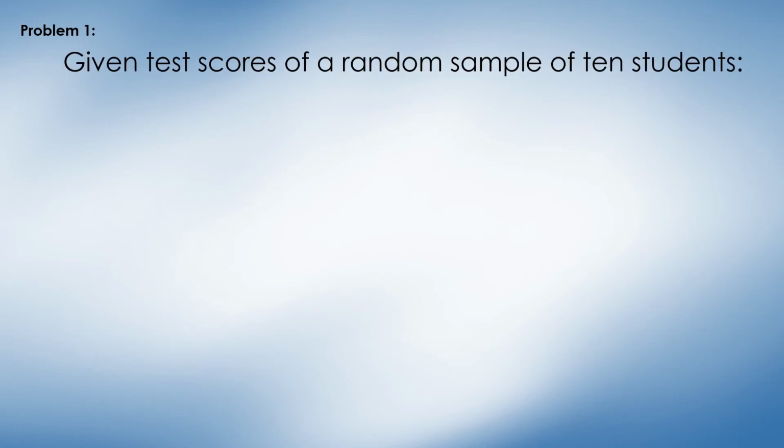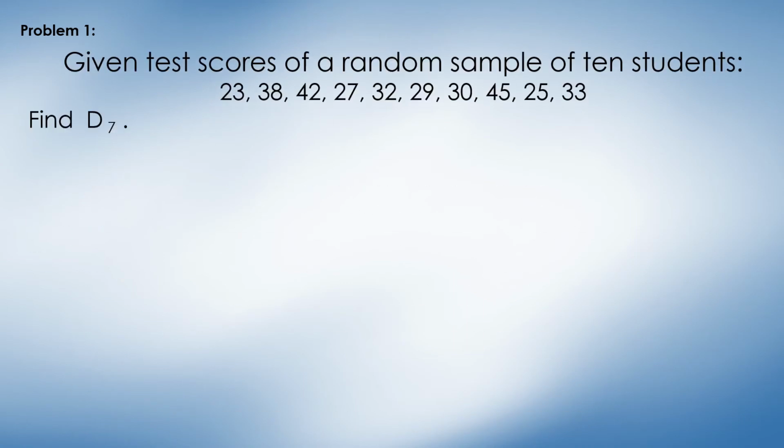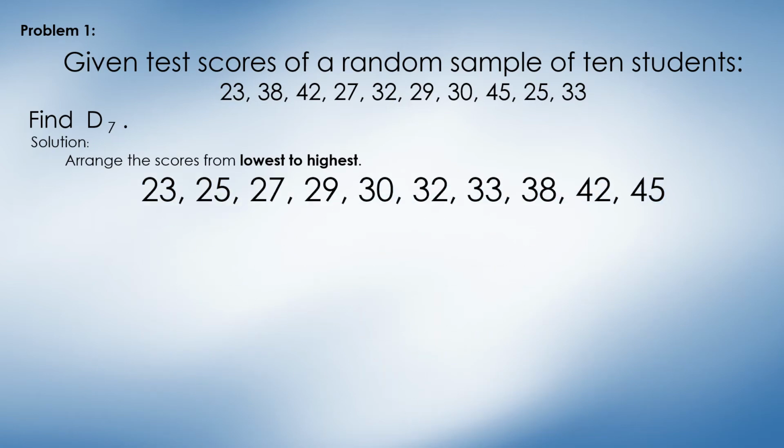Okay, so I hope that you learned from our example number 1. So, same problem, and this time we need to find the 7th decile. So again, the first step is, of course, to arrange scores from lowest to highest, and then use our decile formula. So in here, we need to find the 7th decile.